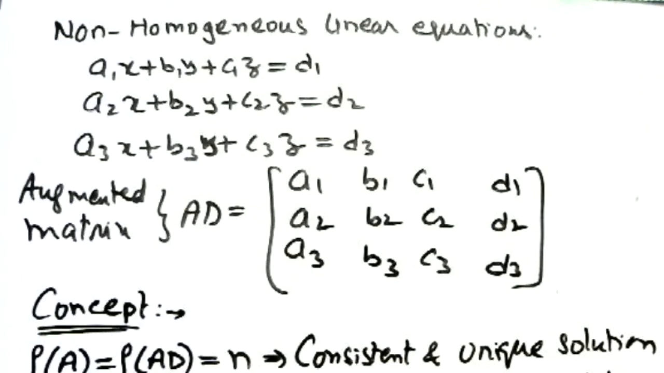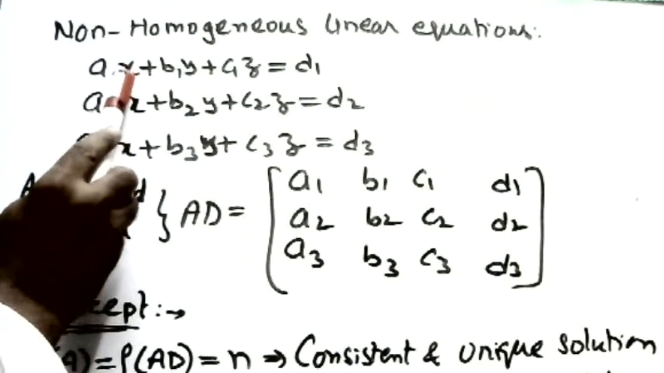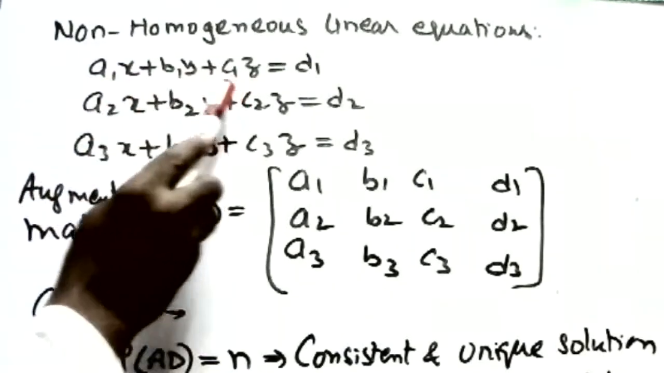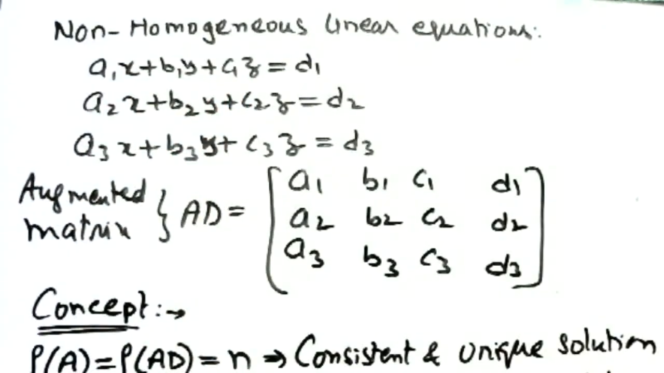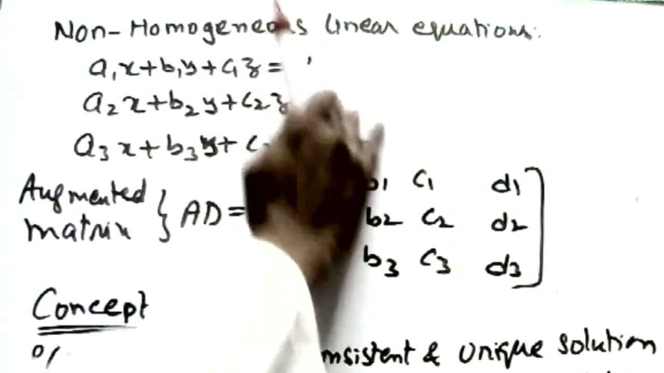Inshallah, in today's class, we are going to see the consistency and inconsistency of non-homogeneous linear equations. On the board, I have written one example for non-homogeneous linear equations with three variables. You see here we have three variables x, y, z. Sometimes the question will be given in four variables. Mostly the questions will be in either three variables or two variables.